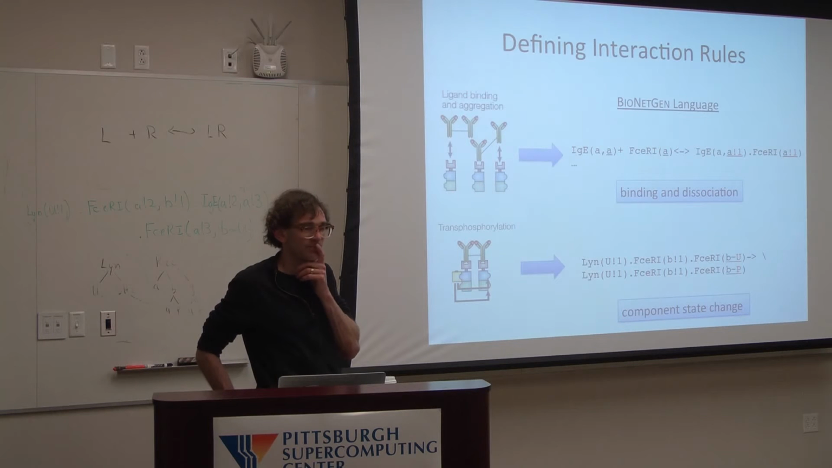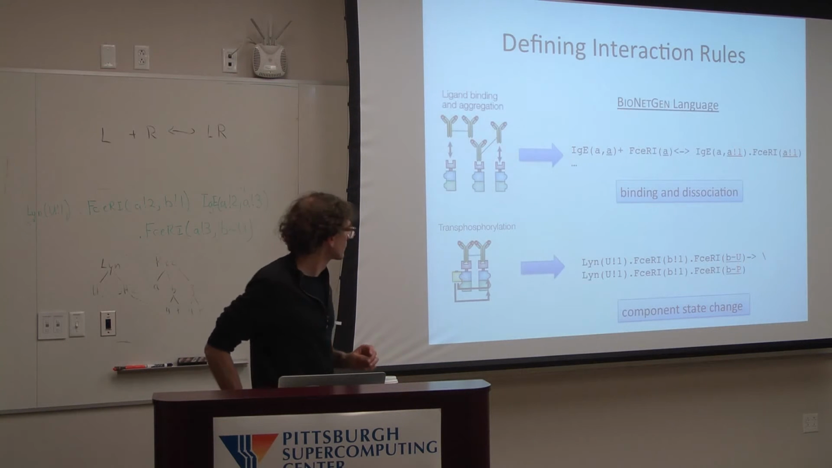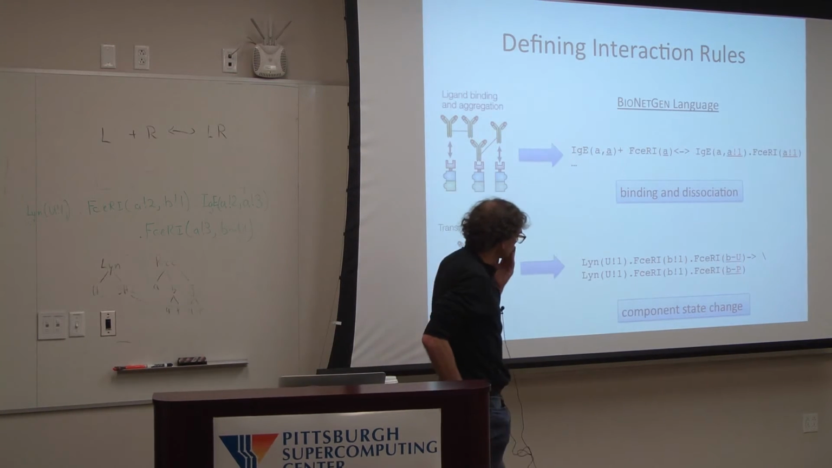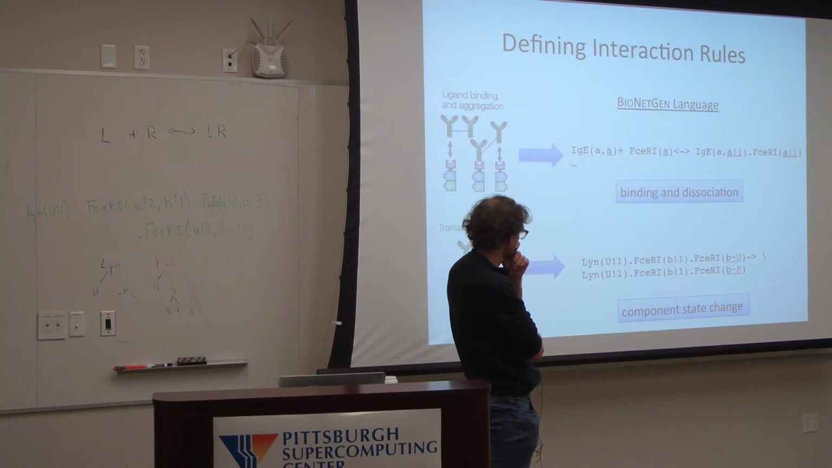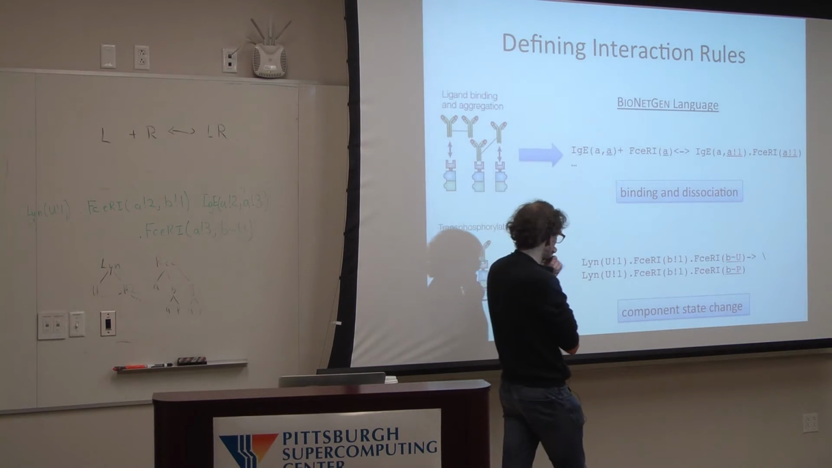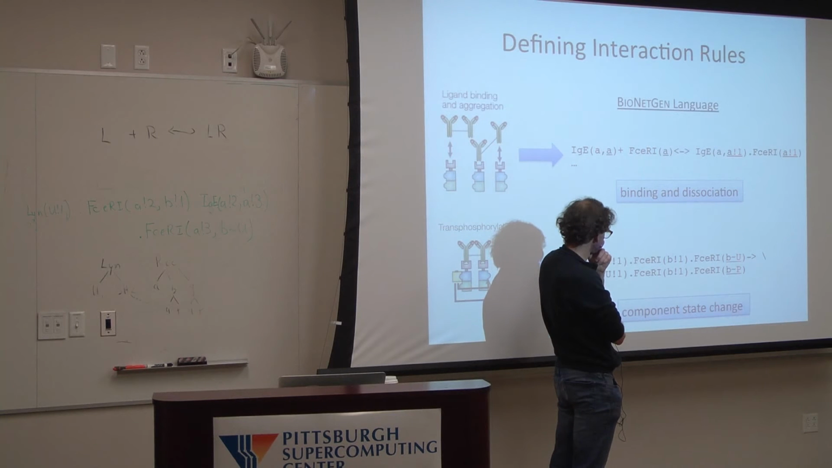More questions? So in the case where we don't specify the bond, it's still not order dependent. It doesn't make it. Like for instance, if we didn't specify the one in the top complex, does that know that the FcεRI, the unphosphorylated B, is not bound to the Lyn in any way?